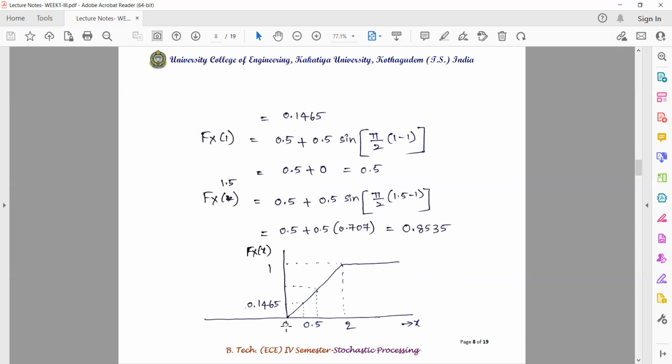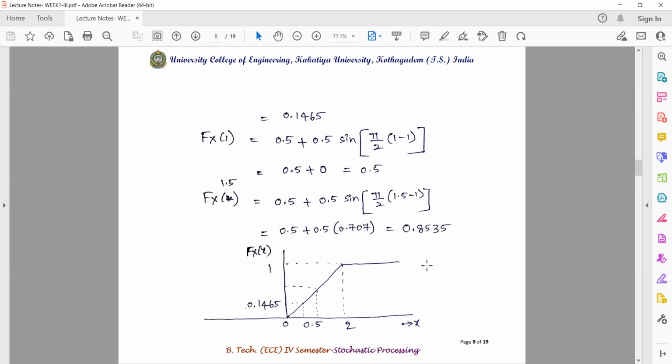You can see the plot of the waveform. It is a monotonically increasing function. I have plotted the given CDF for values 0 to 2. Less than 0, its value is 0. Greater than 2, its value is 1. Between 0 and 2, I have considered a good number of values, substituted them in that equation, and plotted.